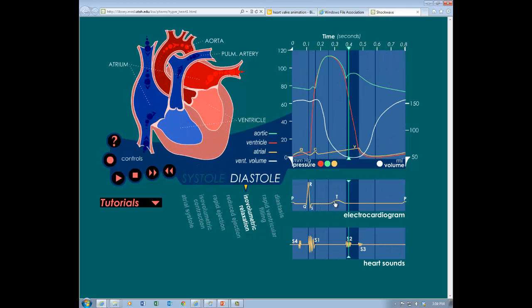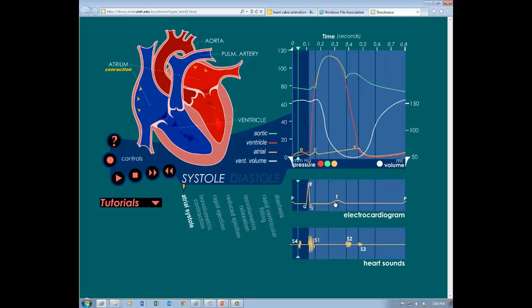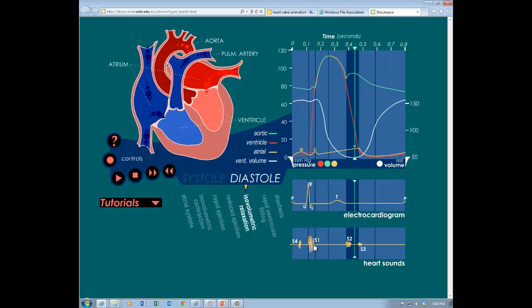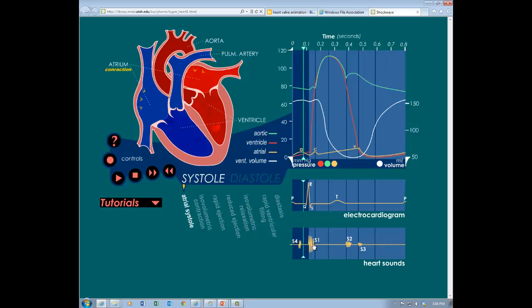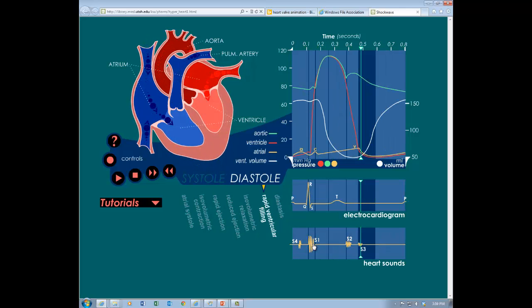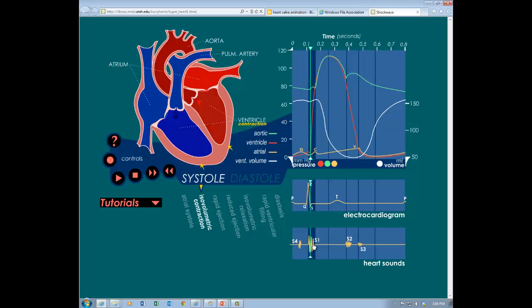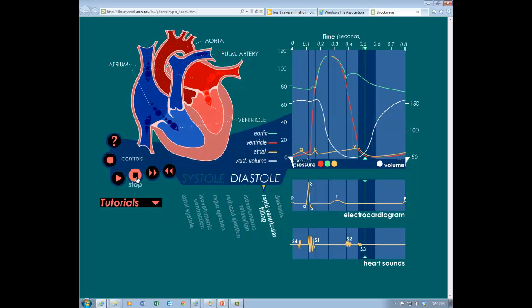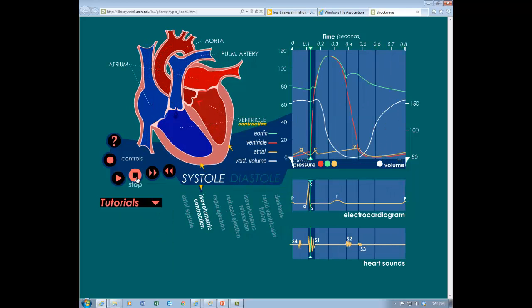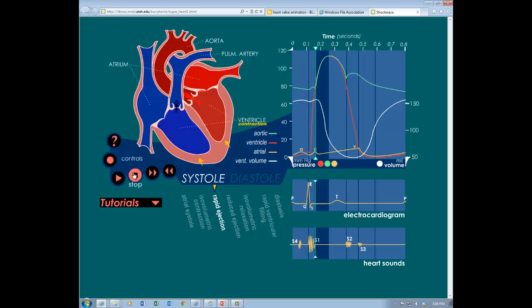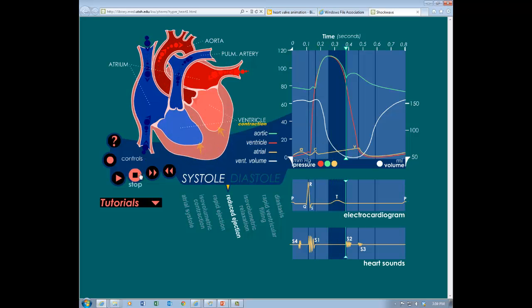So the S1 and the S2 heart sounds are the lub-dup that we hear as the valves are closing. And if you watch where the S1 is, we can see where the valves are. So if I stop this at the S1, I can see that the AV valves are closed. If I continue this through to the S2, I can see the pulmonary and aortic valves are closed. So those represent the sounds of those valves relating to heart sounds of the lub-dup. So this is the cardiac cycle.